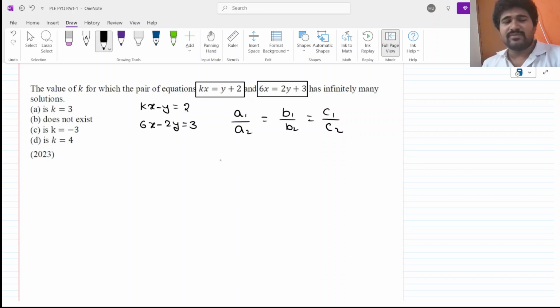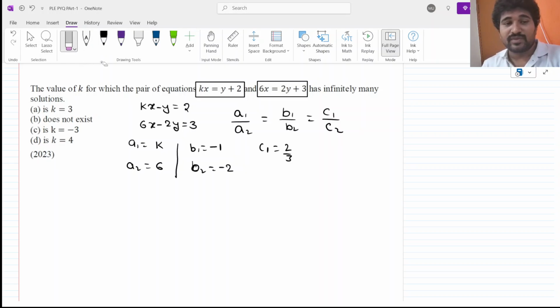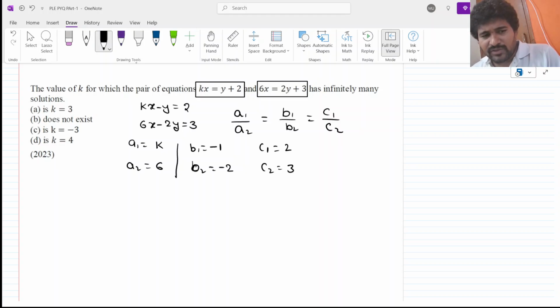Okay. Now, observe. What is the A1 here? K. What is the A2 here? 6. What is the B1 here? Minus 1. What is the B2 here? Minus 2. What is the C1 here? 2. Sorry, 2. What is the C2 here? 3. Understand? Observe. First of all, try to get what is B1 by B2? 1 by 2. What is C1 by C2?